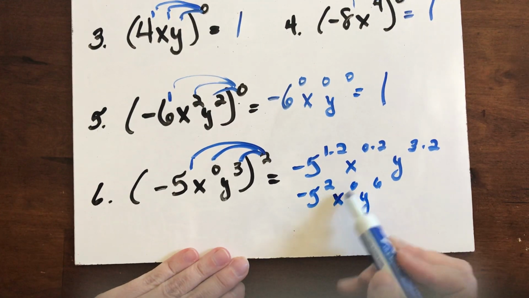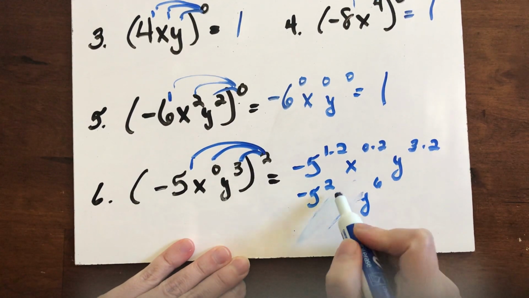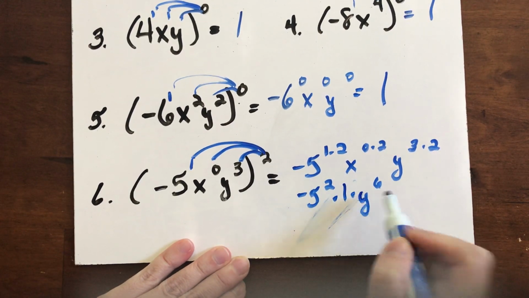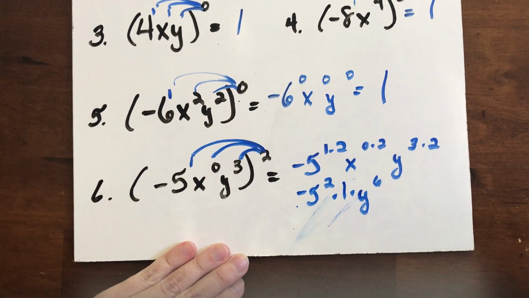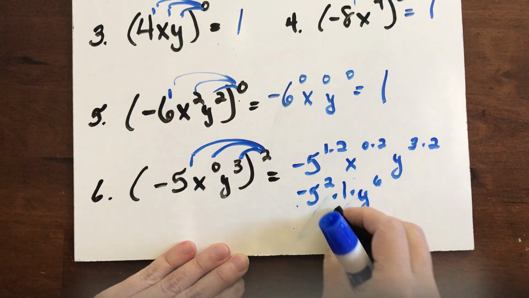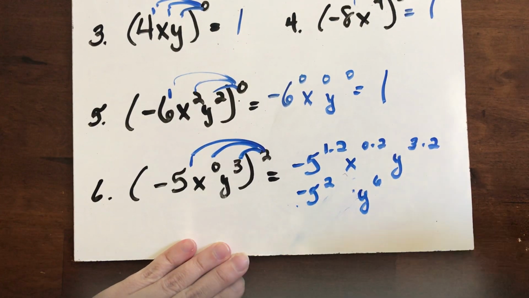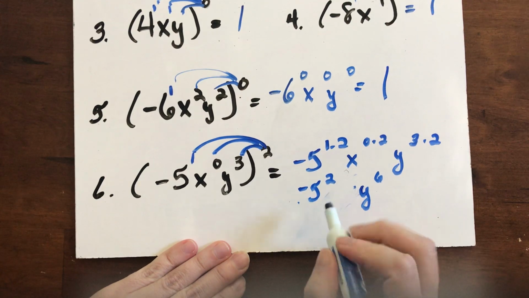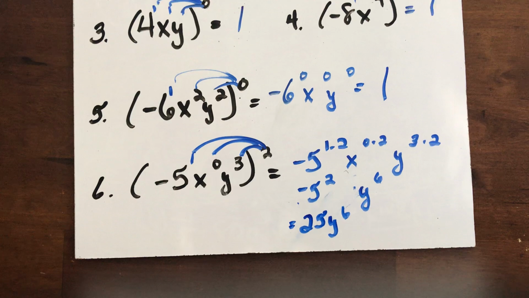Now, what does x to the 0 equal? Well, it's going to equal 1, but when you multiply 1 by anything, does it change it? No. So it basically just disappears. So anytime you have anything to the 0 power, when it's combined with any other bases, it just disappears. So negative 5 squared is going to be 25y to the 6. Okay, that was a review of the 3 exponent rules.